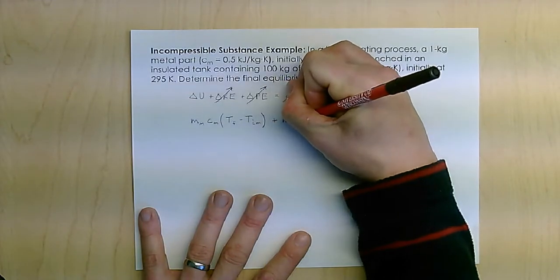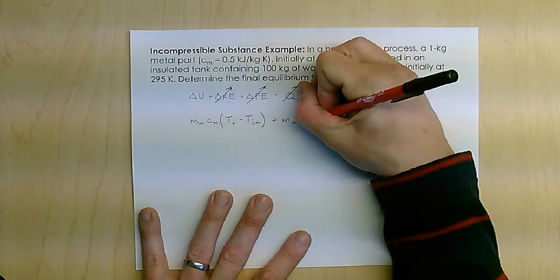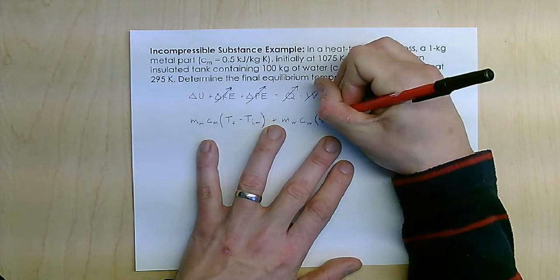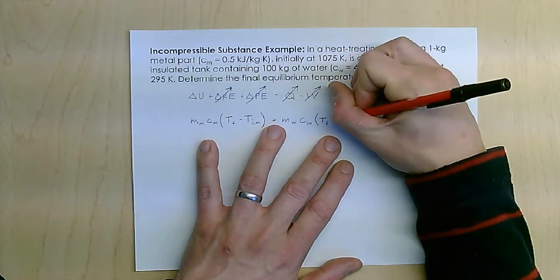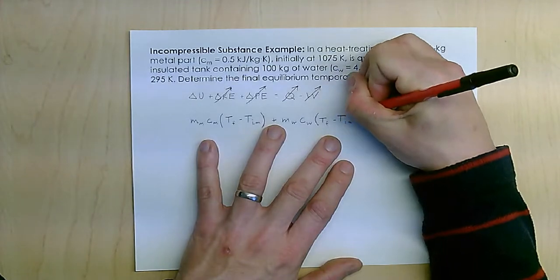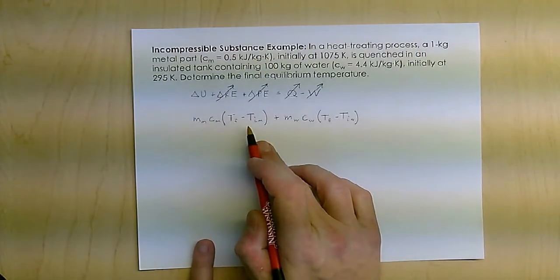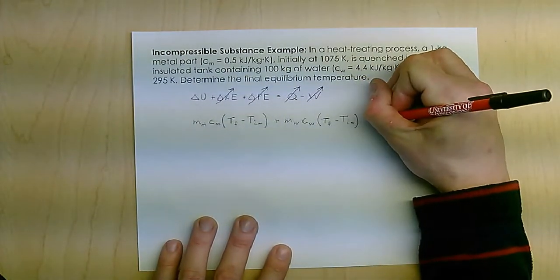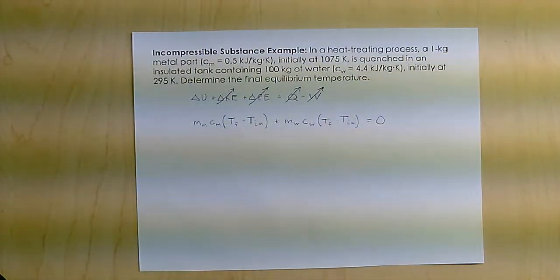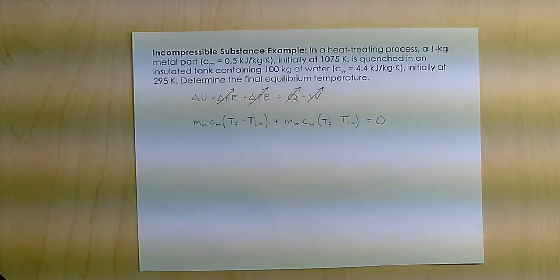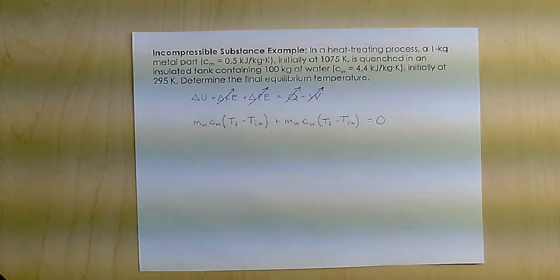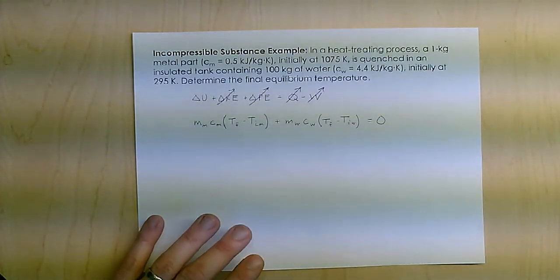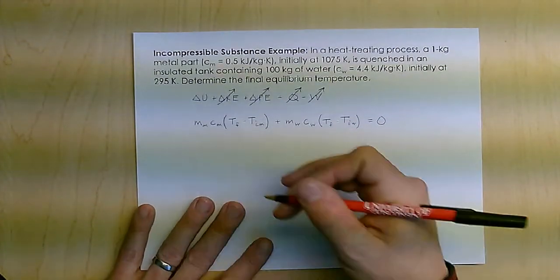Change in energy of water is the mass of the water times the specific heat of the water times T final minus T initial of the water. So that's the change in energy of the metal. This is the change in energy of the water. Those two added together have to equal 0. So essentially, the temperature of the metal is going to drop. The temperature of the water is going to go up until the energies reach equilibrium because everything else goes to 0. So I just start plugging in numbers.